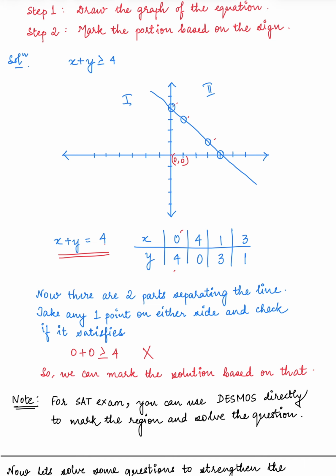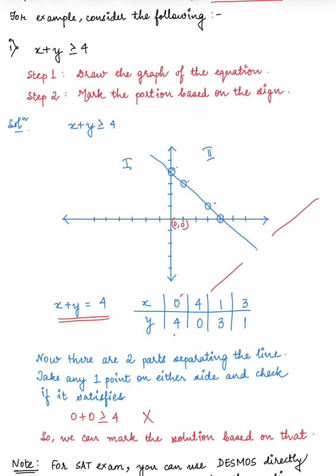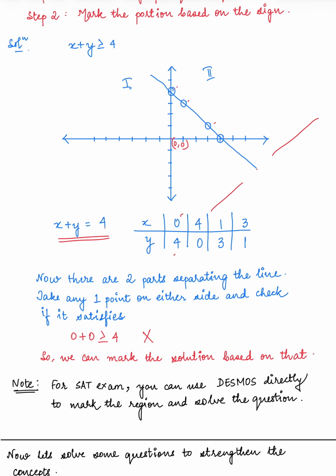Now you see that based on this particular straight line, there are 2 portions of the graph. One is this part, one is this part. I have represented that as 1 and 2. So how do we graph the solution? It is told that x plus y has to be greater than or equal to 4. Now we take any one point on either side of it. For us, the easier point is to take the origin because it's (0, 0). It's easier to calculate. So let's put it over here.